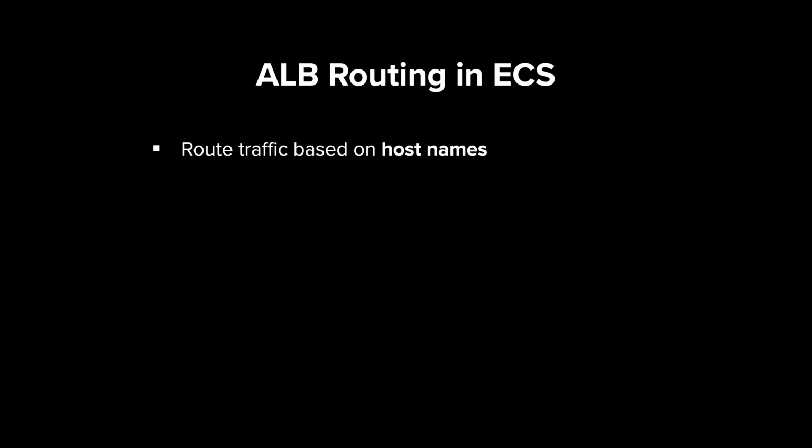First, host-based routing. With host-based routing, you can direct traffic depending on the domain name the client requests. For example, api.example.com could be routed to your ECS service handling APIs, while app.example.com could go to your front-end service. This allows multiple applications to share a single ALB without conflicts.